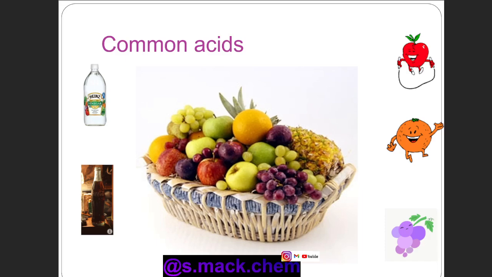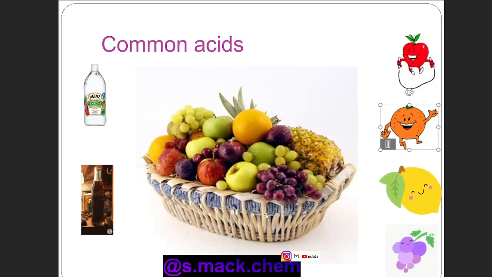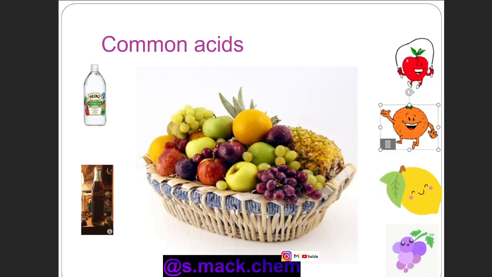Let's look at this picture, and it should help you to think of acids found in everyday life. If you weren't aware, yes, there are fruits and vegetables that contain acids. For example, apples contain an acid called malic acid. Oranges contain ascorbic acid, which you know as vitamin C. Citric acid is found in lemons, and tartaric acid is found in grapes.